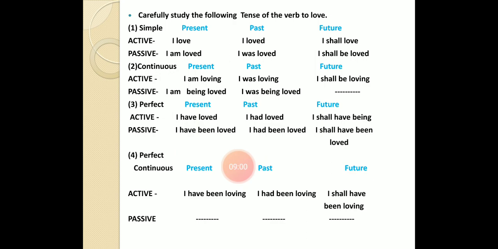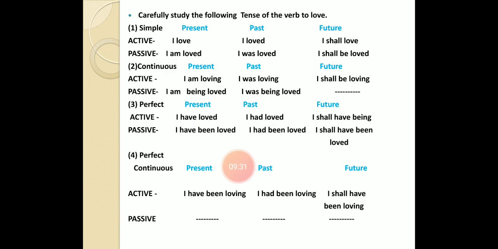Simple present tense, see, I love. It is I am loved in passive form. I am loving, I am being loved in passive form. See the active voice of present perfect tense. I have loved, change into passive voice, I have been loved. I have been loving cannot be changed. Present perfect continuous tense cannot be changed in passive form.